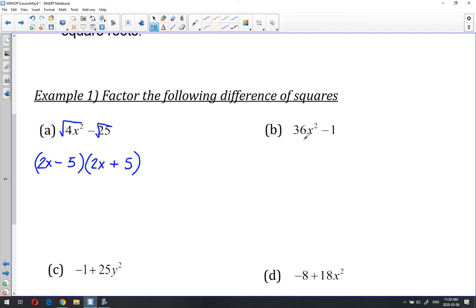Okay, so B, the same sort of thing. It's a binomial, two terms, both perfect squares being subtracted. So this is a difference of squares. So we set up two brackets. We take the square root of the first term, which is 6x, and the square root of the second term, which is 1. We write minus, we write plus.